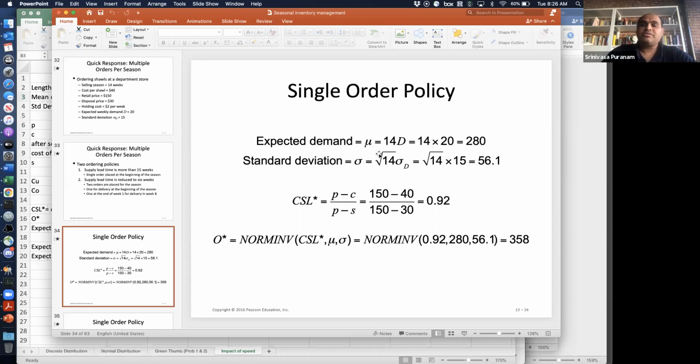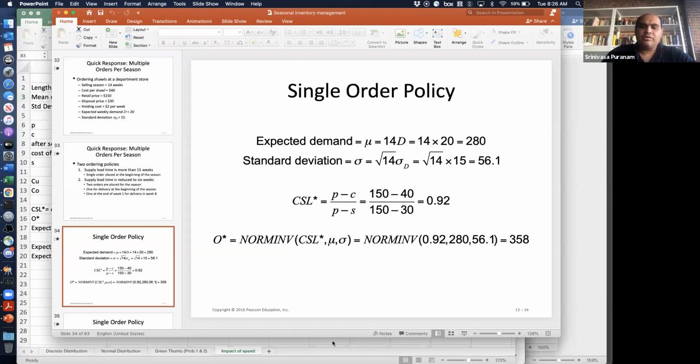So bottom line is, if there are 14 weeks and all you know is weekly demand, then to calculate the standard deviation of demand for the whole selling season, you have to multiply it with the square root of the length of the season, or the length of the time period that you're considering. It doesn't have to be the length of the season, it's the length of the time period. Okay, so the rest is simple.